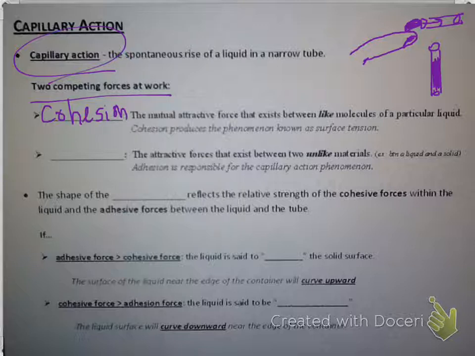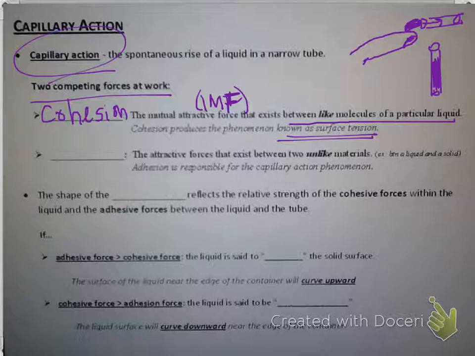What in the world does that mean? Cohesion is the mutually attractive force that exists between like molecules of a particular liquid. These are the intermolecular forces of a liquid. The cohesive forces of a liquid are the intermolecular forces of the like molecules of that liquid that want to hold them together. This is the same force of cohesion that produced the phenomenon known as surface tension. So the like molecules pull one another together. They have a mutual attraction between them that exists.